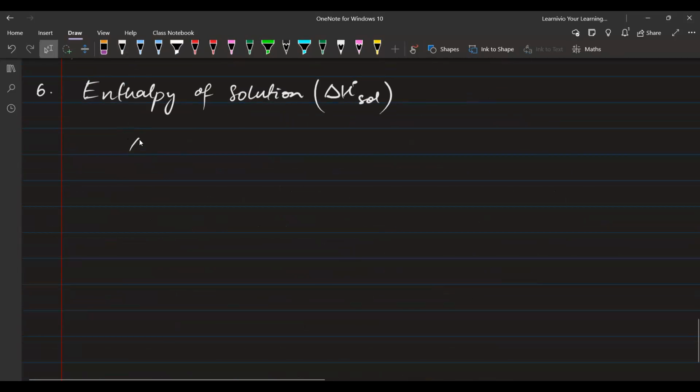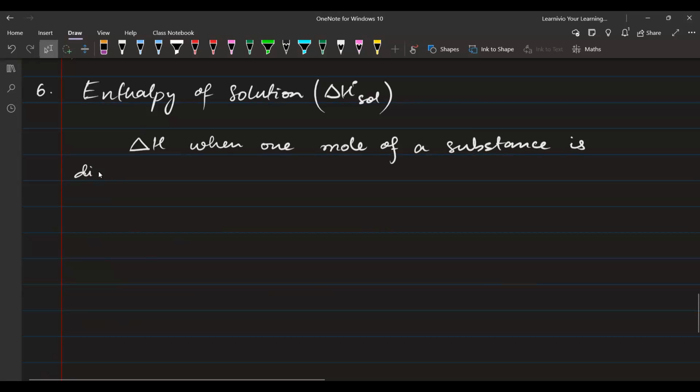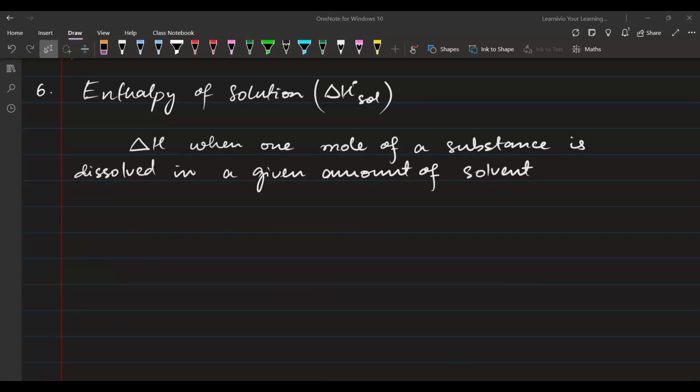So the delta H, the enthalpy change when 1 mole of a substance is dissolved in a given amount of solvent.